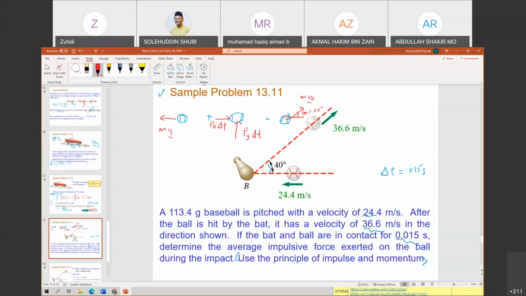Next one, you have to calculate the x component and the y component. All right, can you do that? Let's start with the x component.